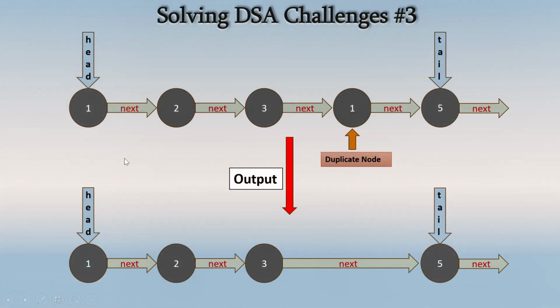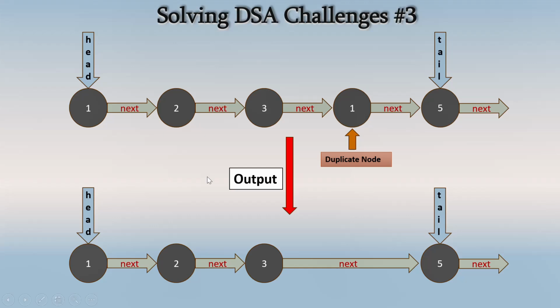So if you see the upper half of this slide, we have 5 nodes in this linked list in which the node with value 1 is a duplicate node, correct? Because the first node and the fourth node have the same value. So according to this problem, we have to remove this fourth node since it is a duplicate node, correct? So to achieve this, we have to implement some logic.